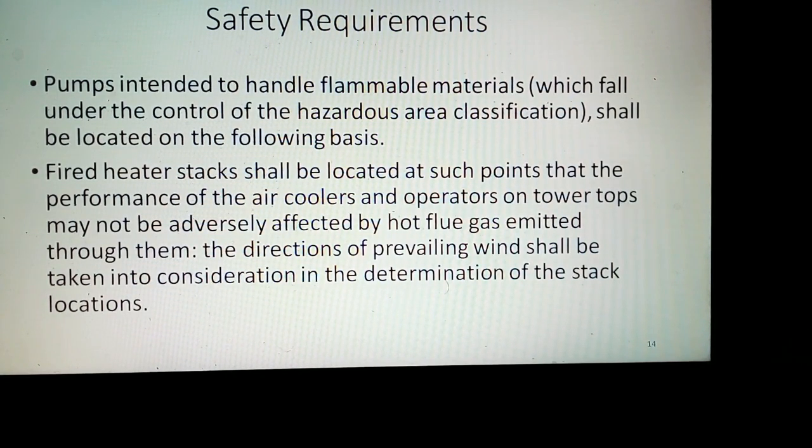Pumps intended to handle flammable materials which fall under the control of the hazardous area classification shall be located on the following basis. Fired heater stacks shall be located at such points that the performance of the air coolers and operators on tower tops may not be adversely affected by hot flue gas emitted through them. The direction of the prevailing wind shall be taken into consideration in the determination of the stack locations.